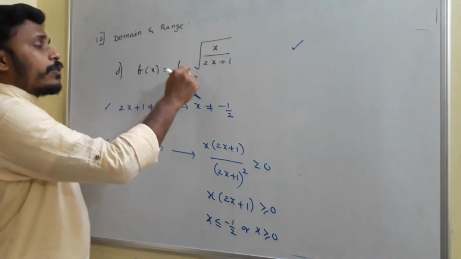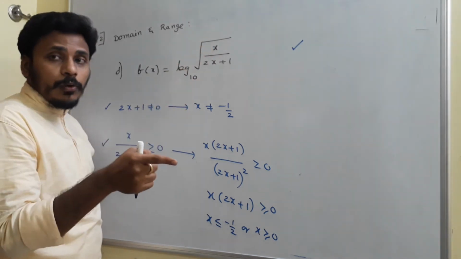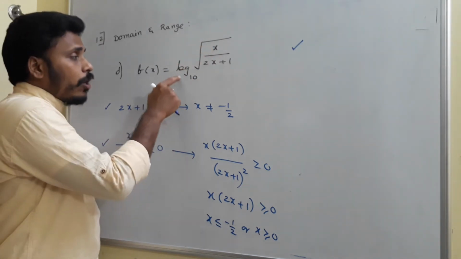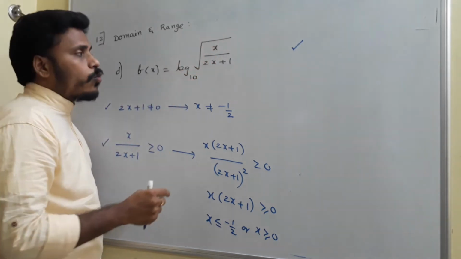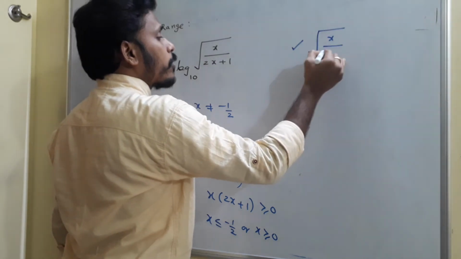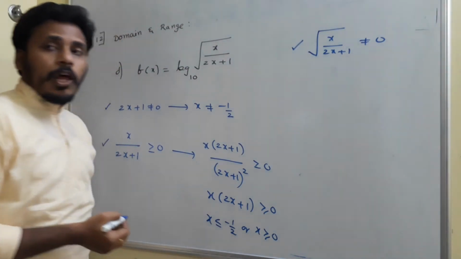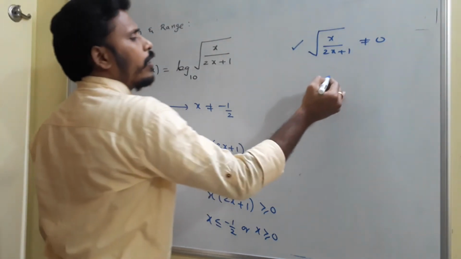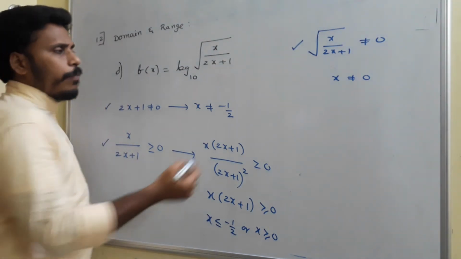What it means is, square root is always positive, that's good, but that square root value should never be 0, right? Because logarithm of 0 never exists. So you need to eliminate those values of x. Whenever this square root of x by 2x plus 1 is 0, logarithm does not exist. So the restriction from the logarithm is that this is not equal to 0. So it is very clear that this happens whenever x is not equal to 0.